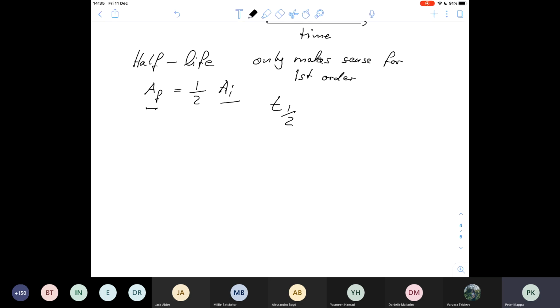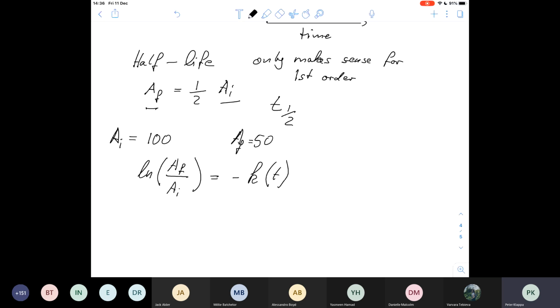Now let's have a look at what this actually means. Let's say we have 100, that's our A initial, 100 exam scripts, and I want to know when I will reach half of it. My A final would be 50. Now we can calculate that. We can say, for example, we had our equation ln A final over A initial equals minus K times T.